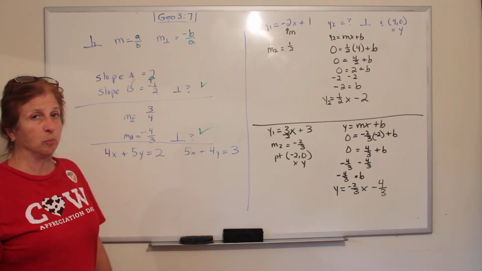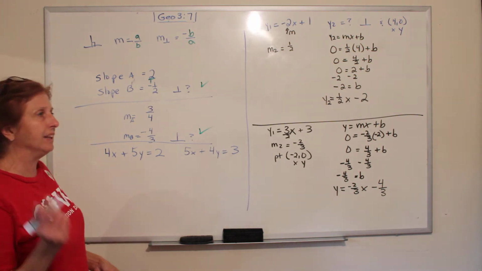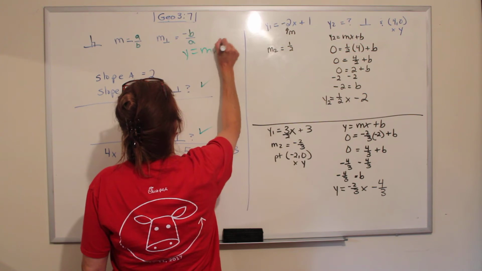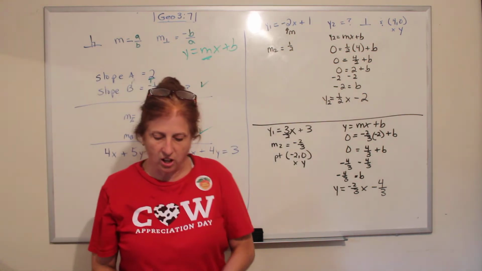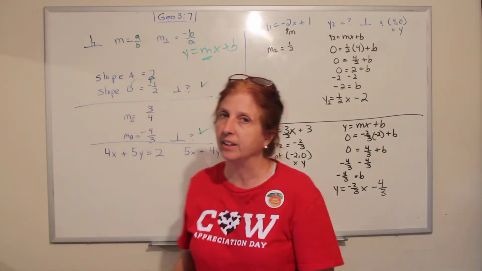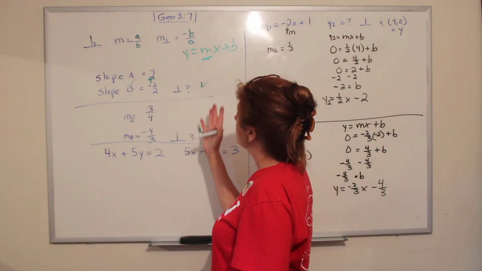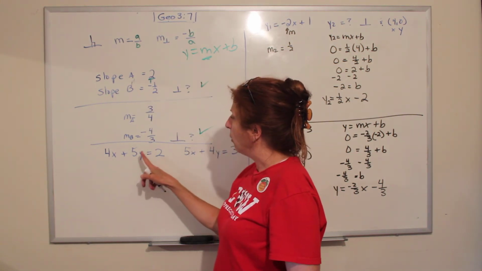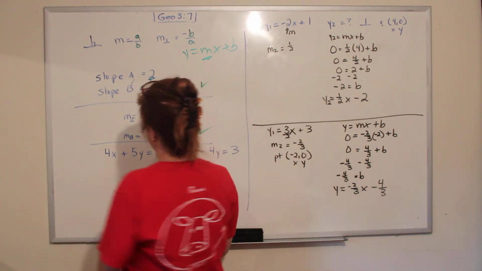Are these two perpendicular? Well, we don't know. To be able to know, we need the formulas in the form y equals mx plus b, so we can really see that slope and see if it is flipped and the sign changed or not. So we have to get y by itself on both of these. Why is y not by itself? It has a plus 4x and a multiplied by 5.